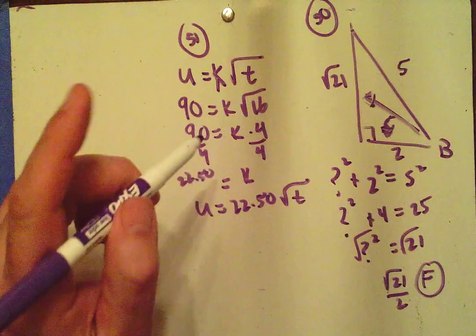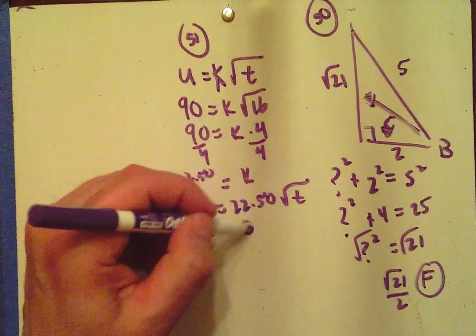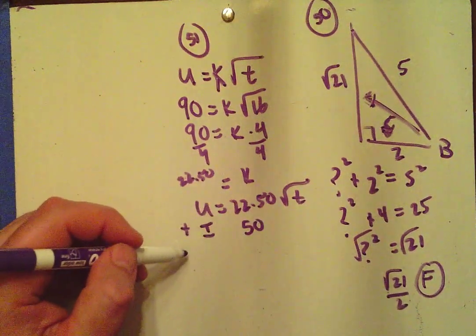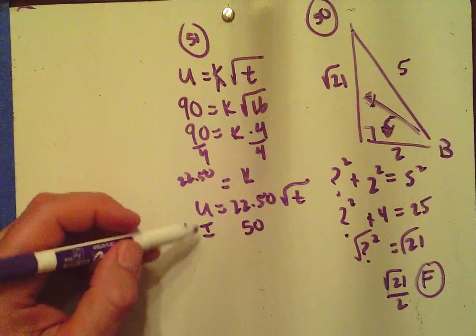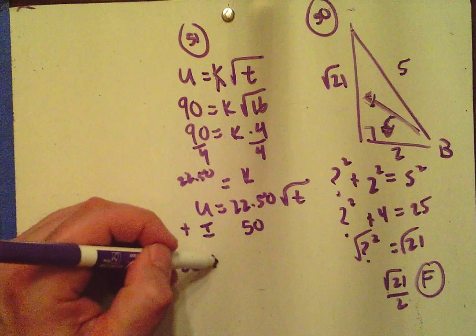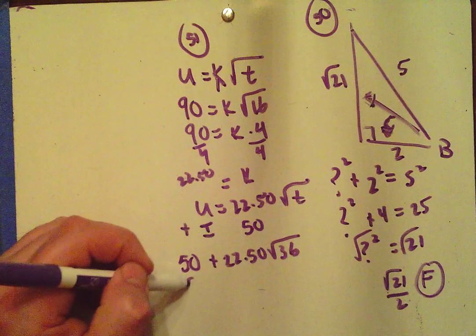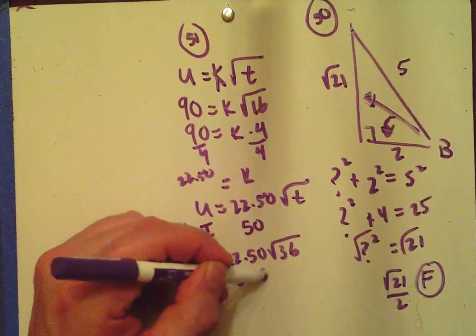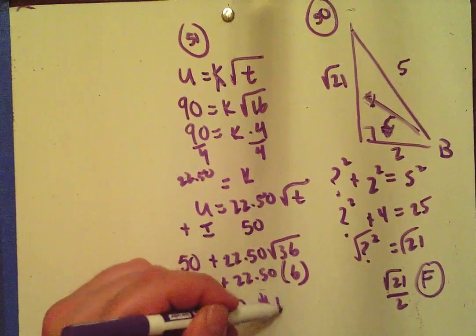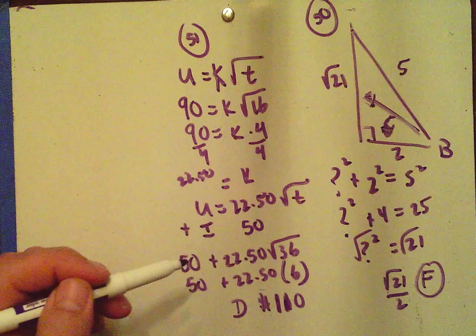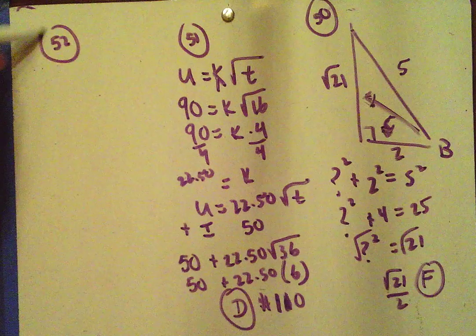But that's the usage fee. Don't forget the instructor is also charging for their time, another $50. So our lesson that is 36 minutes long is going to be $50 for the lesson plus $22.50 times the square root of 36, or 50 plus $22.50 times 6, and that gives me D, $110. Oops, not 100, but $110. D for number 51. 52.